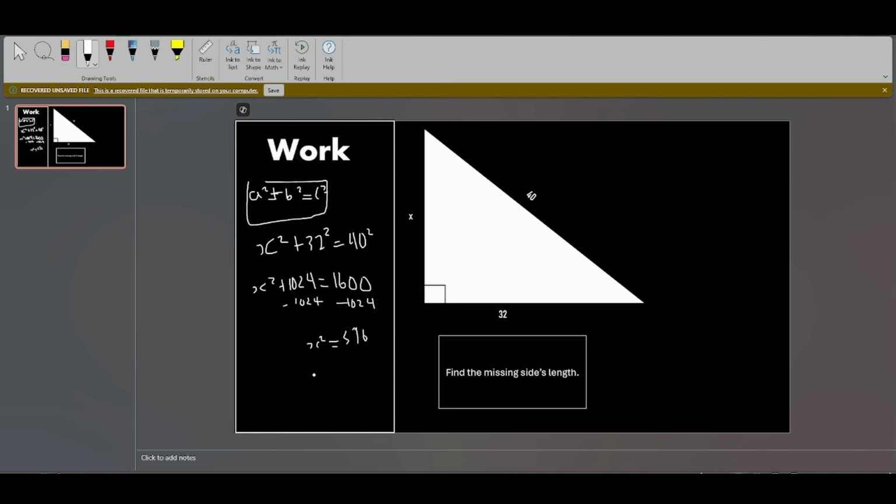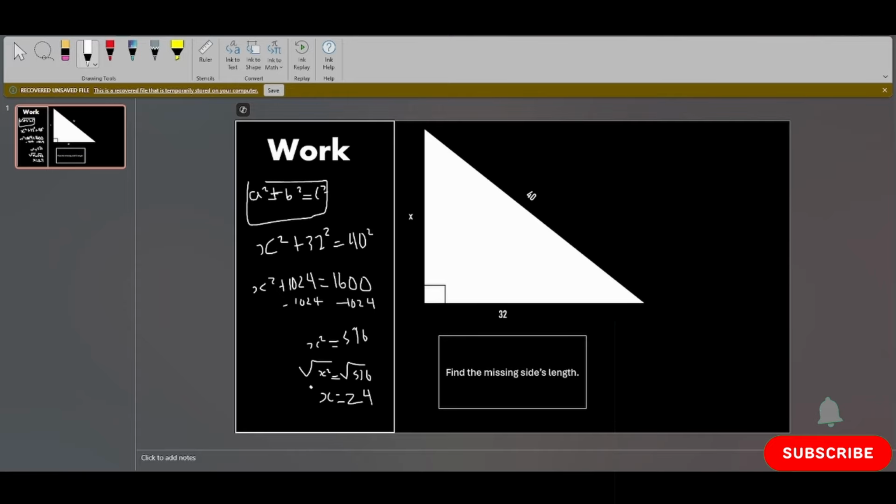Great, now that we know that x squared equals 576, we need to take the square root of both sides to find the value of x. The square root of 576 is 24. So the length of the missing side, x, is 24. Is that what you got? Yes, thank you. You're very welcome.